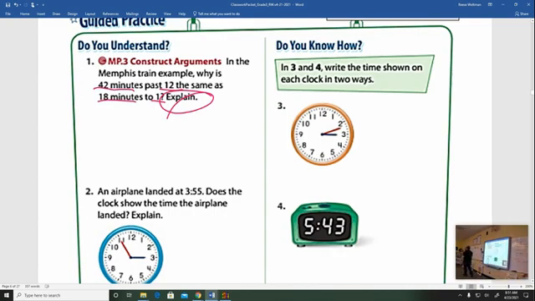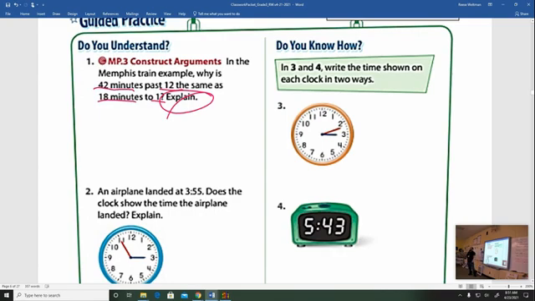Taylor. Yes, go ahead. Somebody tell me, why would that be the same? 40 minutes past 12. Think about that. 12 o'clock, 40 minutes past 12. Or 18 minutes to 1. Why are those the same? Why are they the same? Eston? It's going to be 1 o'clock.